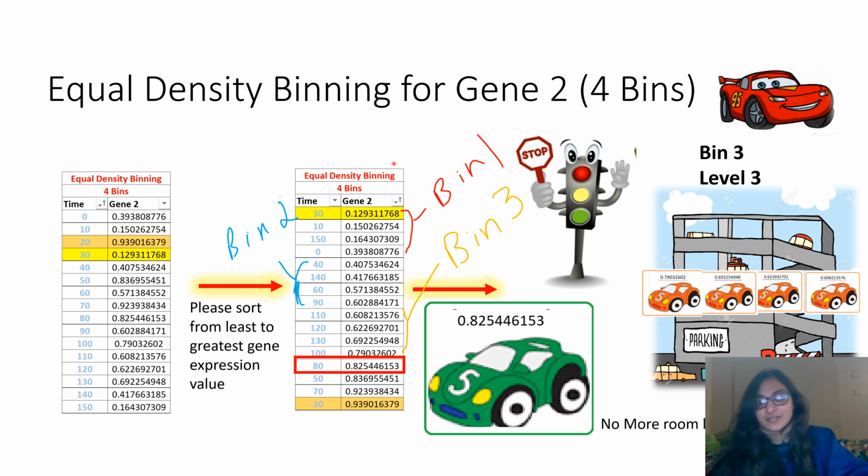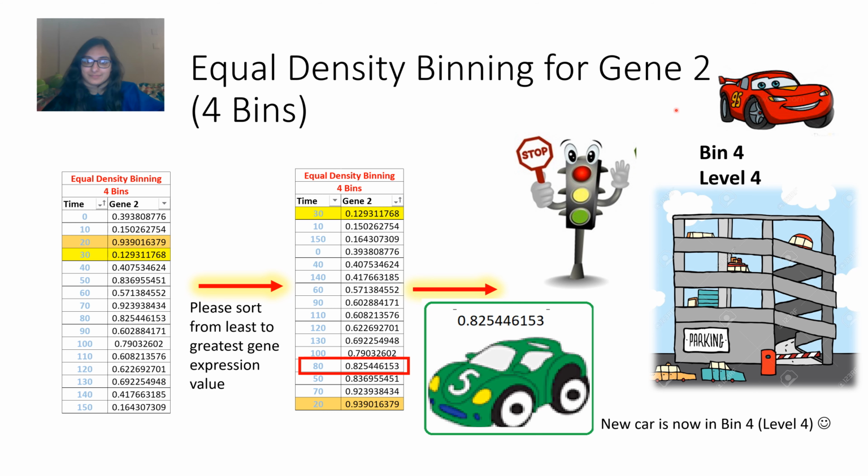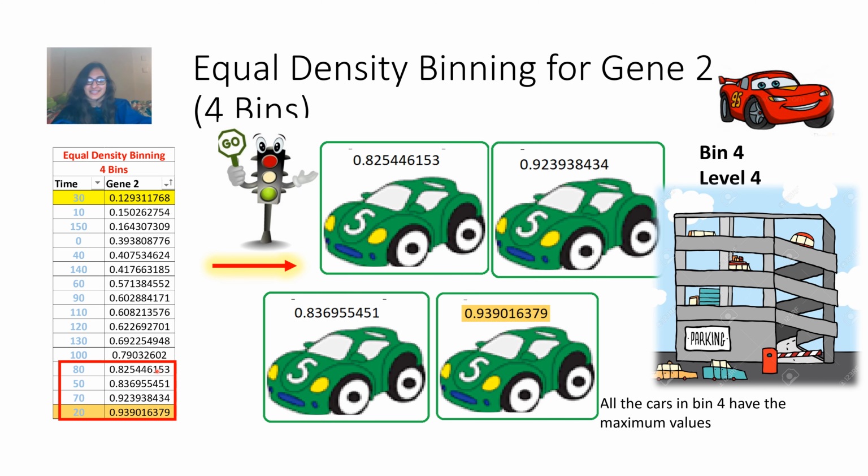So we were supposed to have bins 1, 2, 3, and 4. So these next 4 cars are going to make it on the last level, and then we're done. So all of these get assigned to bin 4. These last 4 cars make it onto bin 4. And you can see that this is the maximum value car over here.